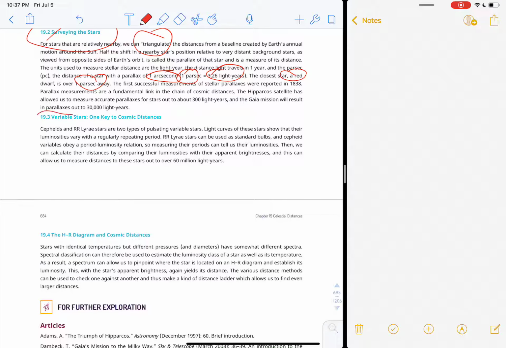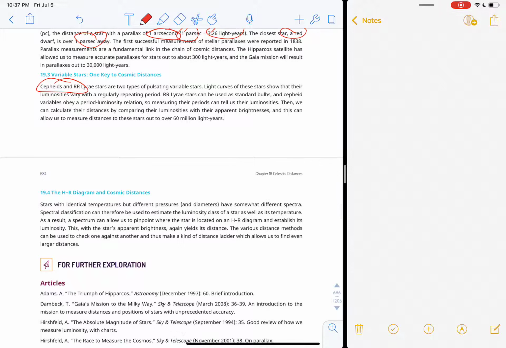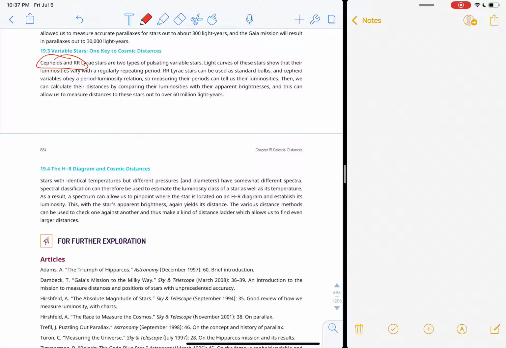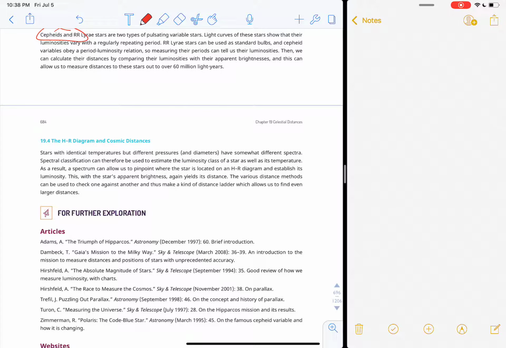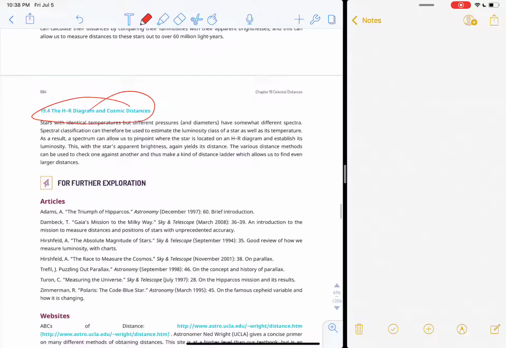And then variable stars, there are 2 types of variable stars whose brightness is related to their pulsation rate. So if we measure their pulsation rate, which is easy, we can get their actual brightness. And then from there, we can figure out how far away it is based on its apparent magnitude and compensating for its true luminosity over that distance. And then the HR diagram can be used. We can plot things on it and it helps us figure out the luminosity of a star. And then again, we can figure out its distance based on its apparent brightness.